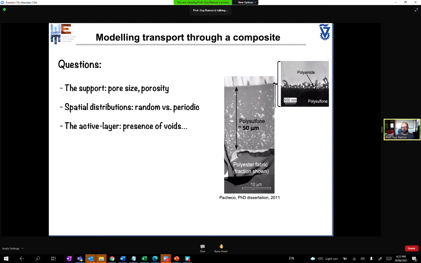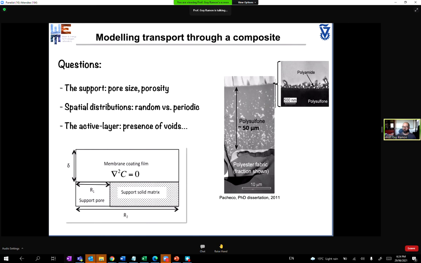Are the pores random? Are they periodic, right? When you look at the actual film, there are pores. For years, people thought these were artifacts, but these are real pores. The polymer encloses these voids that are liquid filled under operating conditions, so they impact transport quite considerably.